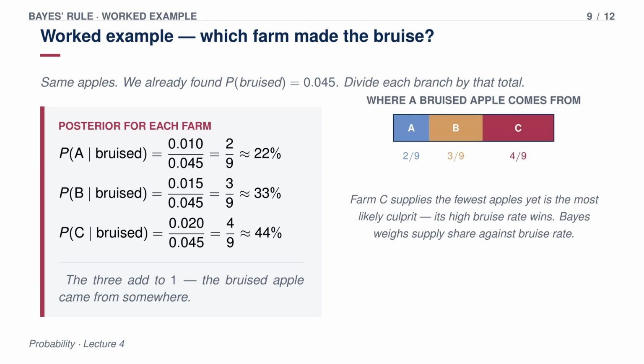But look at the ranking on the bar. Farm C supplies the fewest apples, only 20%, and yet it's the most likely source of a bruised one, because its bruise rate is so high it overpowers the small supply. And Farm A, the biggest supplier, is the least likely culprit. Bayes is weighing both things at once, how much each farm ships and how often each one slips.